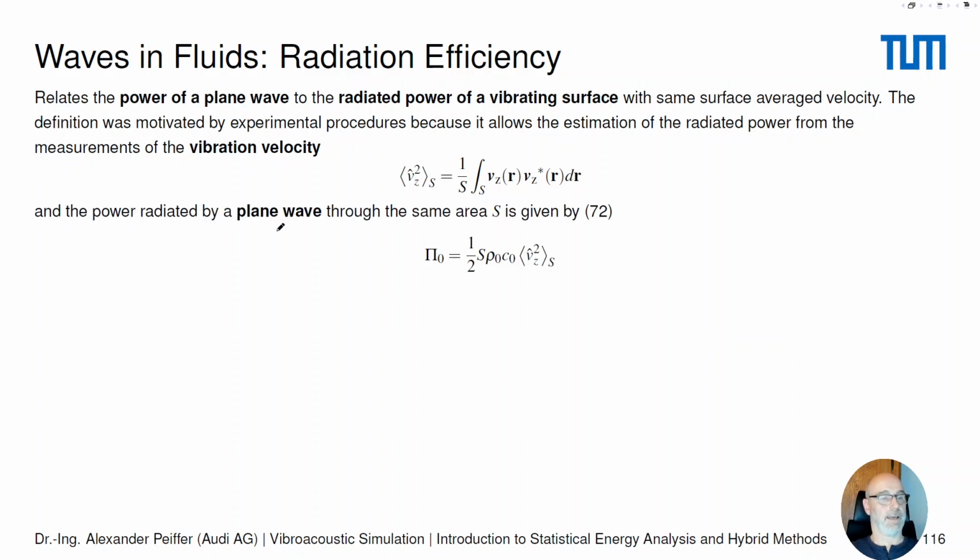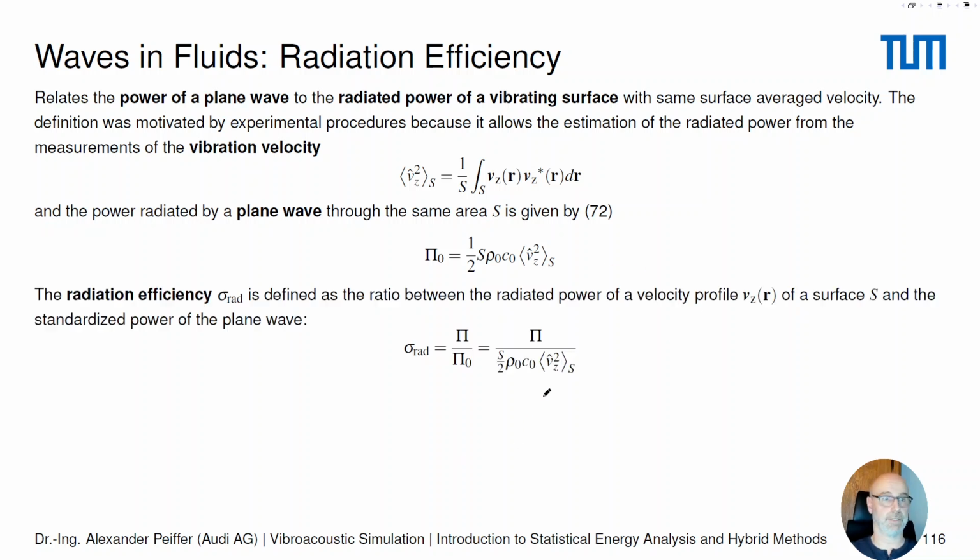And we put this in relation to a plane wave. So if you remember well, the power that is radiated by a plane wave is just the squared velocity using the characteristic impedance multiplied by the surface and 1/2. So this would be the, let's say, reference power of a plane wave radiation with this sound velocity, of the velocity in the sound field.